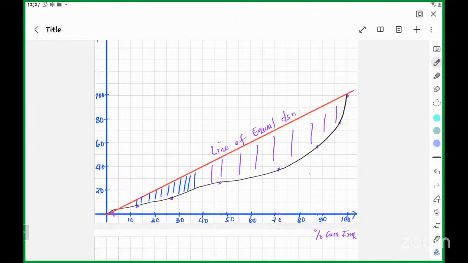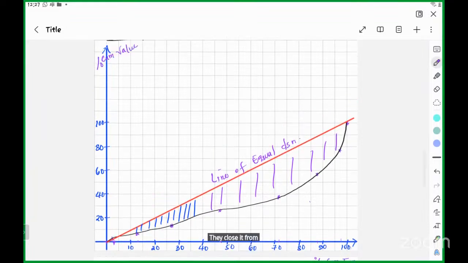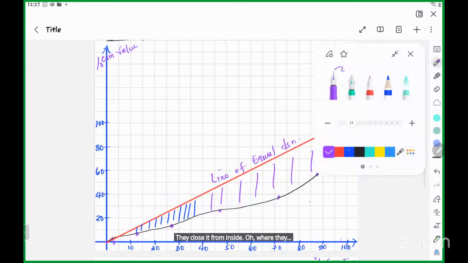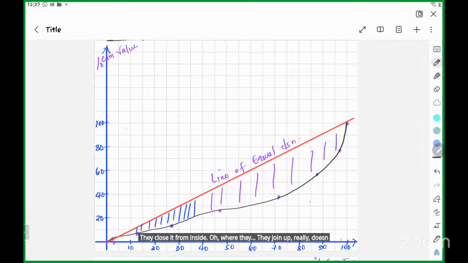They close it from inside. Where they join up really doesn't matter. He's talking about this, and then that. That closure has nothing to do with it.